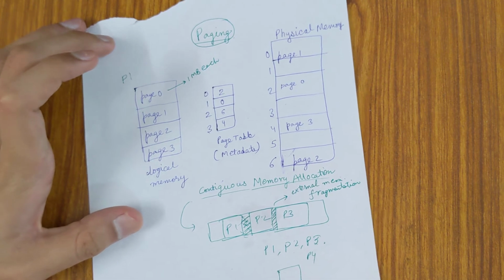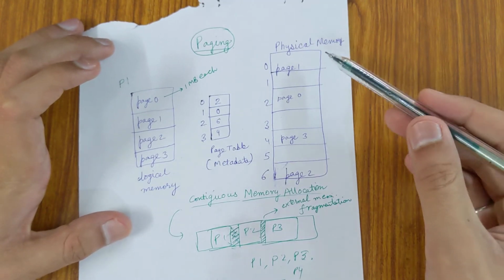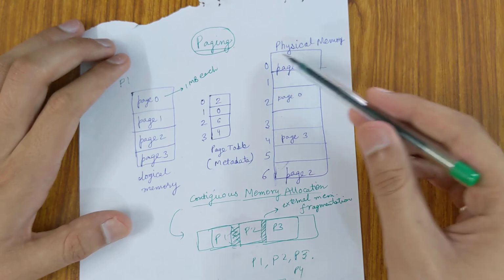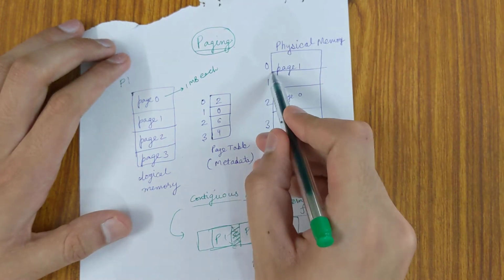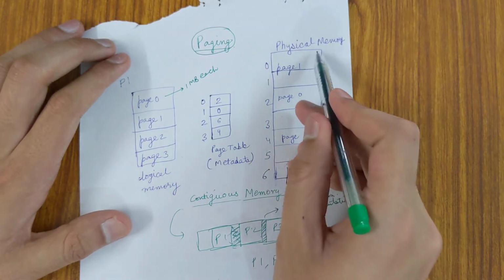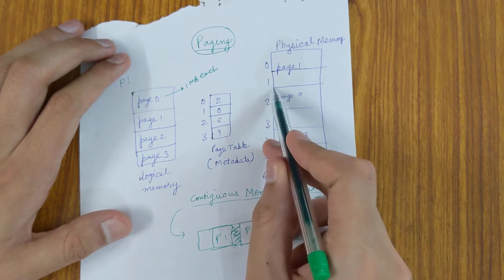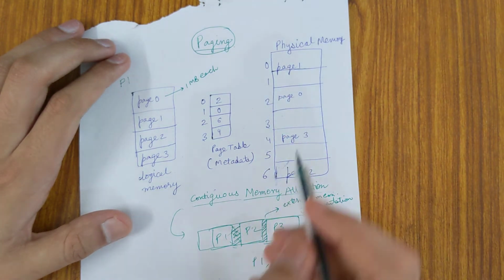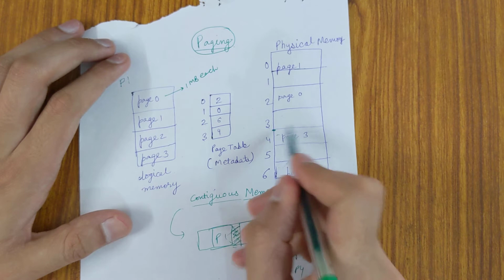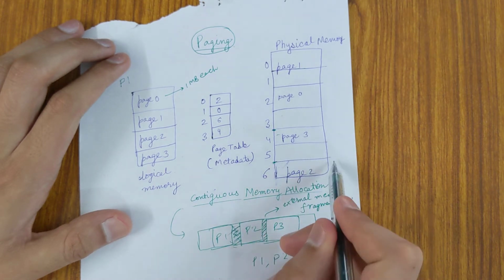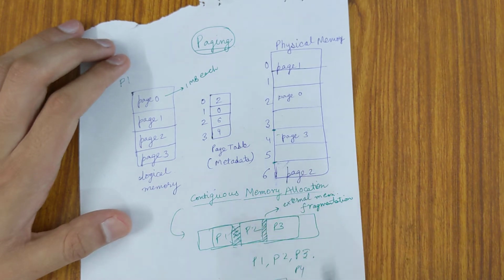in actuality in the physical memory they are not contiguous. They can be lying with page 1 at the 0 memory location, page 0 starting from the 2 memory location, page 3 starting from the 4th position, and page 2 at the 6th memory location.